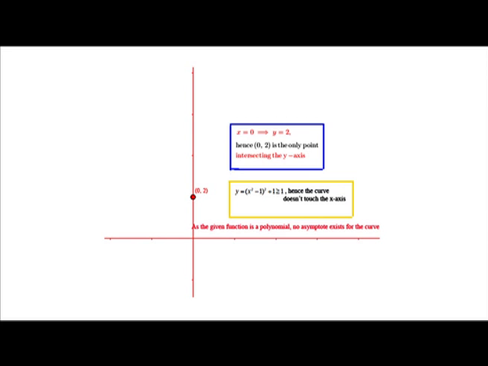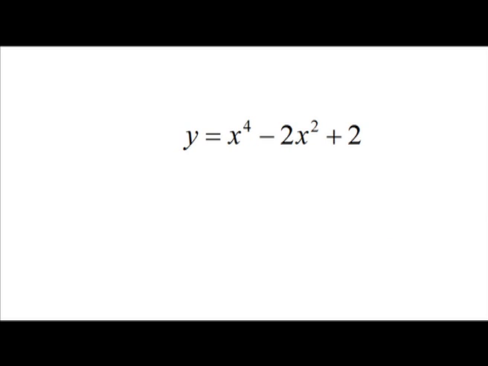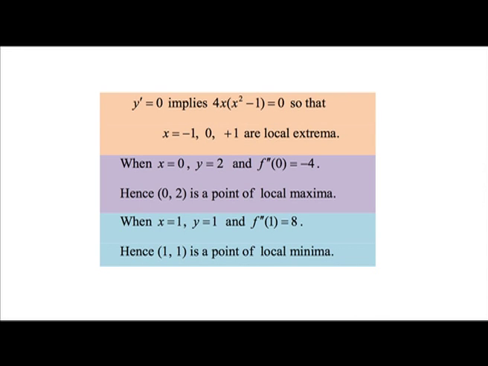Let us now move on to the derivatives. We have y is equal to x to the power 4 minus 2x square plus 2. Thus, y dash is equal to 4x cube minus 4x, and y double dash is equal to 12x square minus 4. y dash is equal to 0 implies 4x into x square minus 1 is equal to 0. So, x is equal to minus 1, 0 or plus 1 are local extrema. When x is equal to 0, y is equal to 2 and f double dash of 0 is minus 4. Hence, 0, 2 is a point of local maxima.